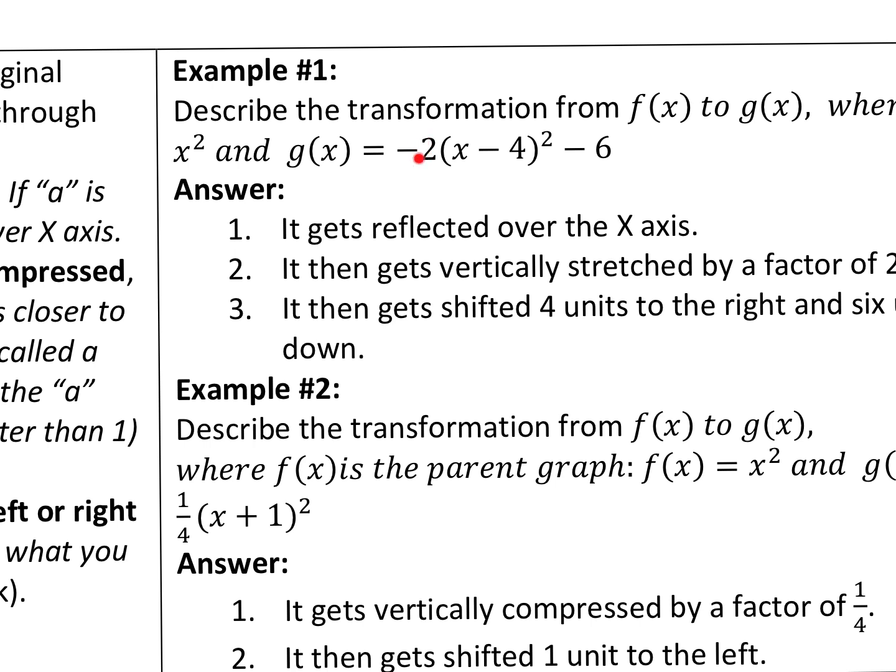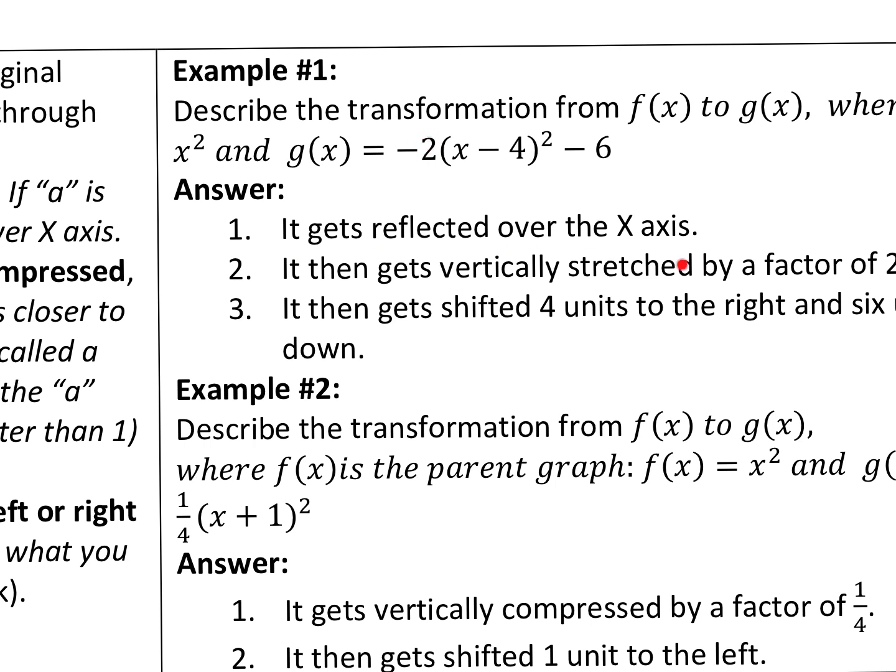Now, the number 2, will it make it narrower or wider? Wider. 2 is further away from 0. It'll be more narrow, right? Now, what do we call that? We call that a vertical stretch, okay? So it says it then gets vertically stretched by a factor of 2. If it would have been 3, you'd say vertically stretched by 3.